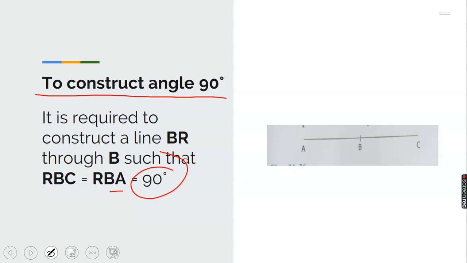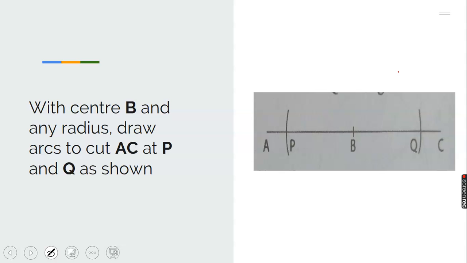Now, you can see we have line ABC. Now, our R can be here. How do we do that? Let's move to the next slide. Now, with center B and any radius, it means you can choose to open your compass to any convenient radius. Don't forget, this is the sharp end. This is where you put your pencil. You can choose to open it to any convenient radius.